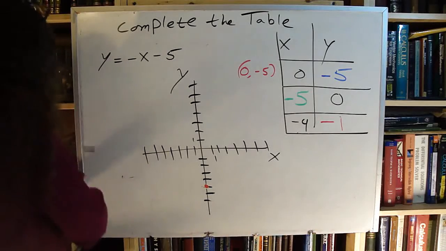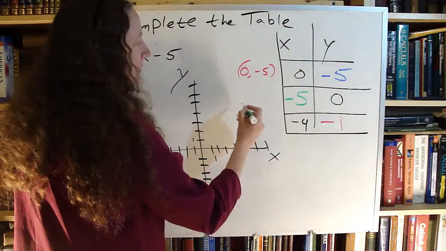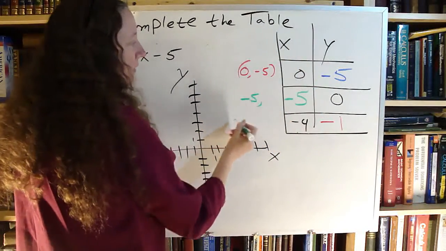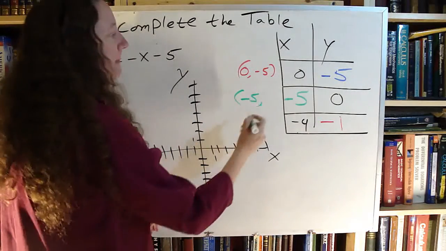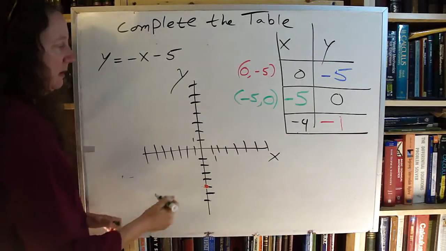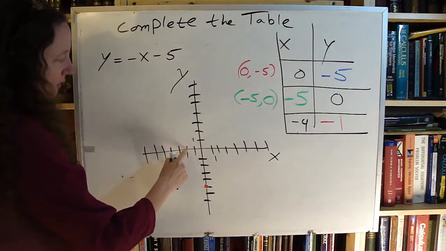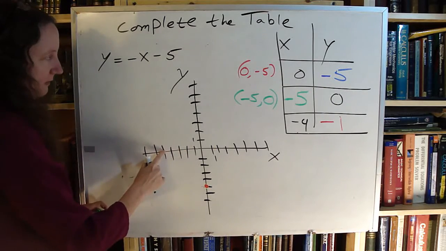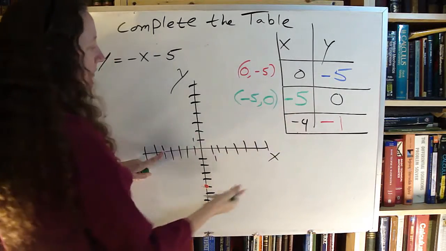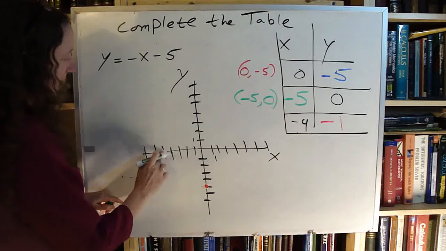Second point, -5 and 0. So the -5 is in the x column, so it goes in front of the comma. 0 goes after the comma. So my x is -5, so I count backwards, 1, 2, 3, 4, 5. And my y value is 0, so I count up and down 0 places. So my dot goes right there.